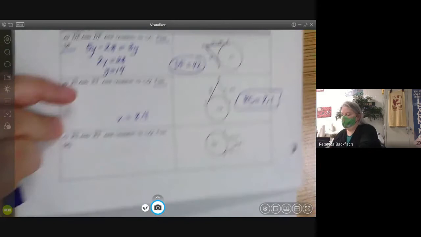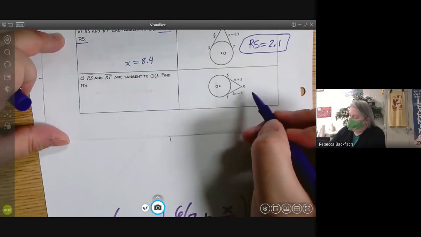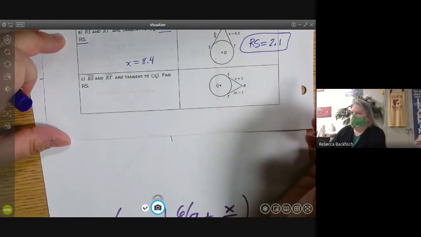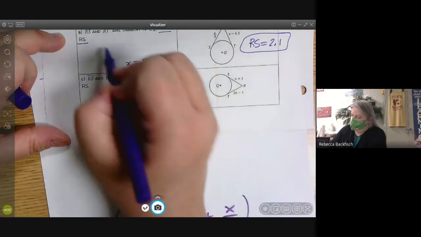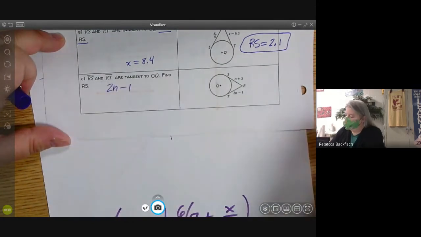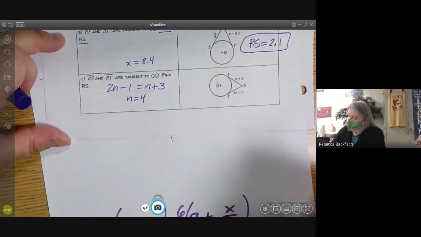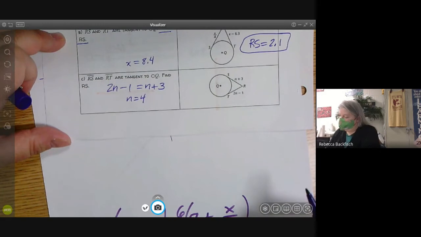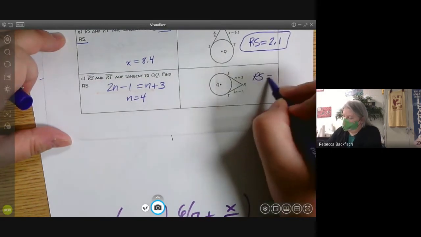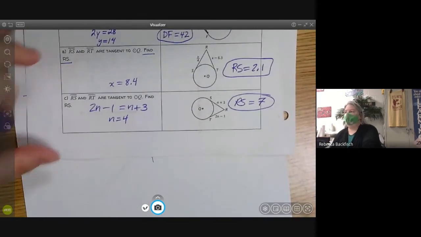Okay. All right. RT and RS are tangent. This one's very straightforward. Have you already done it? Yeah? No? Okay. So what do you get for n when you do this one? You get 4. Probably. I haven't done it. So let me just run through it real quick. Yeah. You get n is 4. And then you go back and plug it in because you need RS, and you get what? 7. Okay. Questions there?